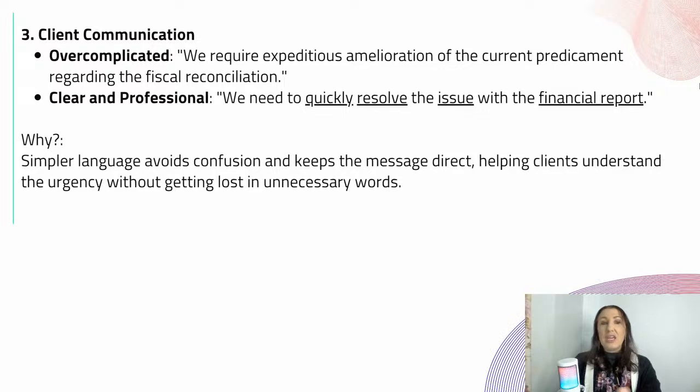For communicating with clients, you want to avoid confusion. You want to keep the message direct, but you want to sound professional too because this is your client. So don't go overcomplicated because the client is going to ask you, what is that? I'm sorry, I don't understand, I cannot follow you. You want to say something that they can really understand. They know what a financial report is. They may not know what fiscal reconciliation is.